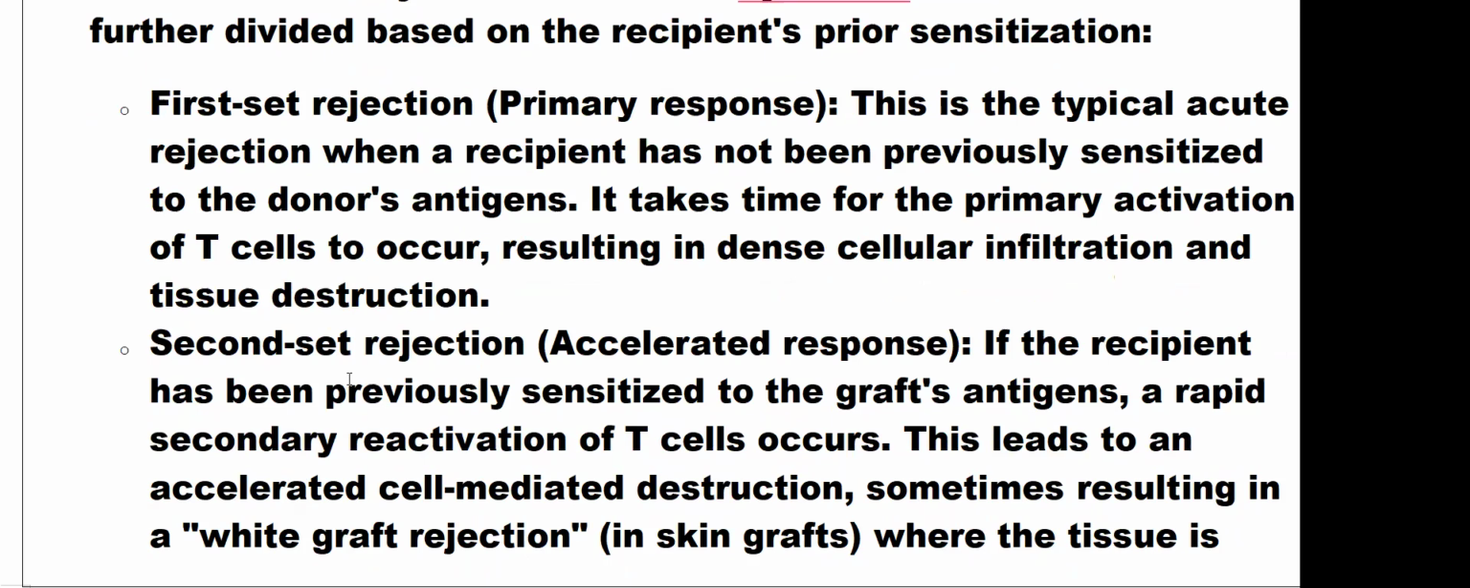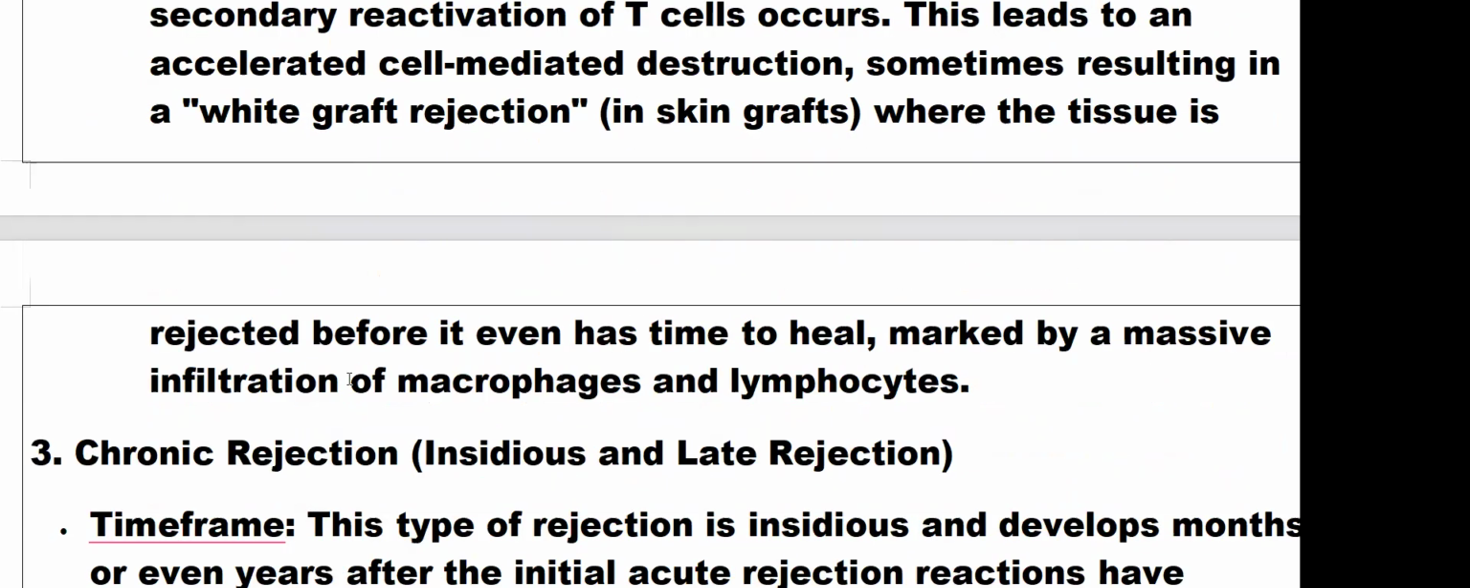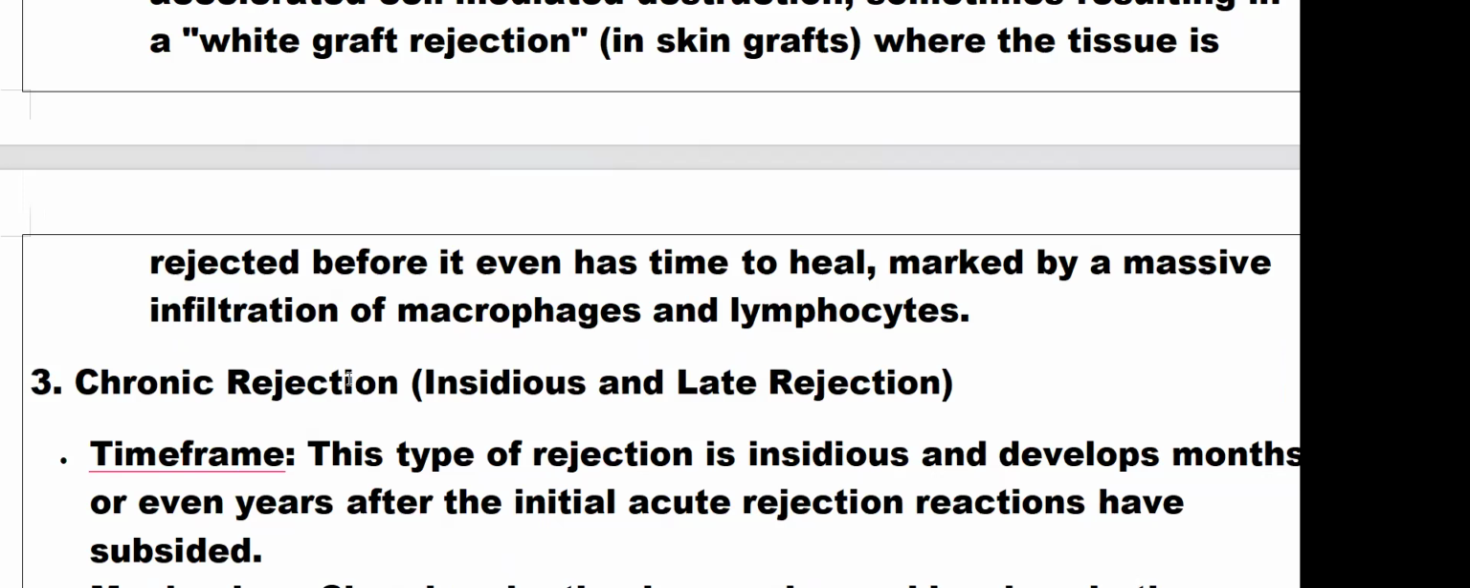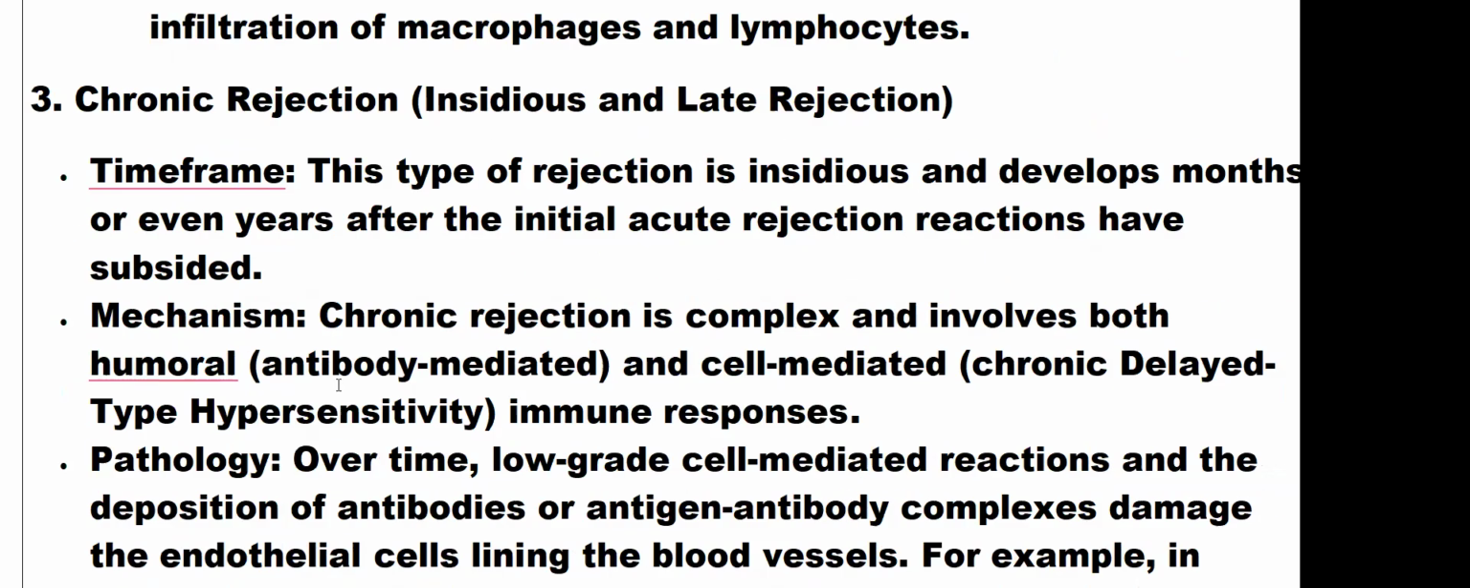Second set rejection, accelerated response. If the recipient has been previously sensitized to the graft's antigen, rapid secondary reactivation of T cells occurs. This leads to an accelerated cell-mediated destruction, sometimes resulting in white graft rejection in skin grafts, where the tissue is rejected before it even has time to heal, marked by a massive infiltration of macrophages and lymphocytes.